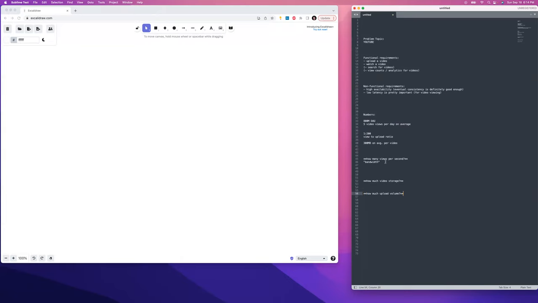Okay, 6 billion divided by 100K is the upload per second. So we have 6,000 million megabytes divided by 100K. Okay, equals, divide it by 100, 6,000 million megabytes divided by 1K.